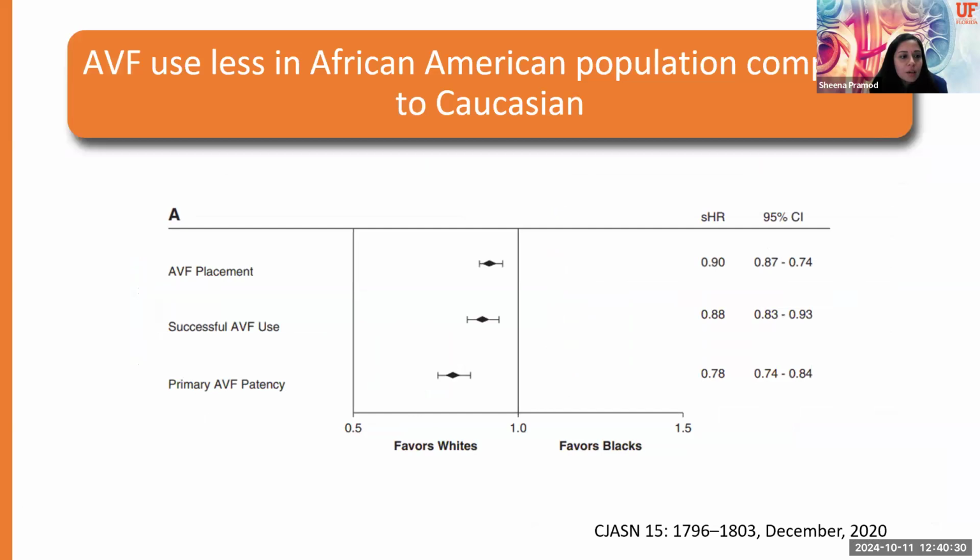Now, as I mentioned, in our African American population, there is a disparity between AVF placements. So this study looked to see, if you take all patients who started hemodialysis with a catheter, was there a difference in terms of the ethnic cohorts as to AVF placement, successful use, and patency? And they found that in all three categories, Caucasian patients did better in placements, having a successful use, as well as maintaining primary patency compared to the Black population.